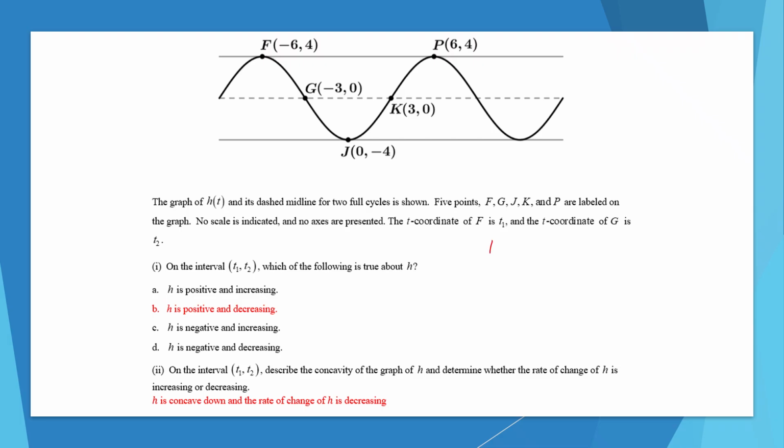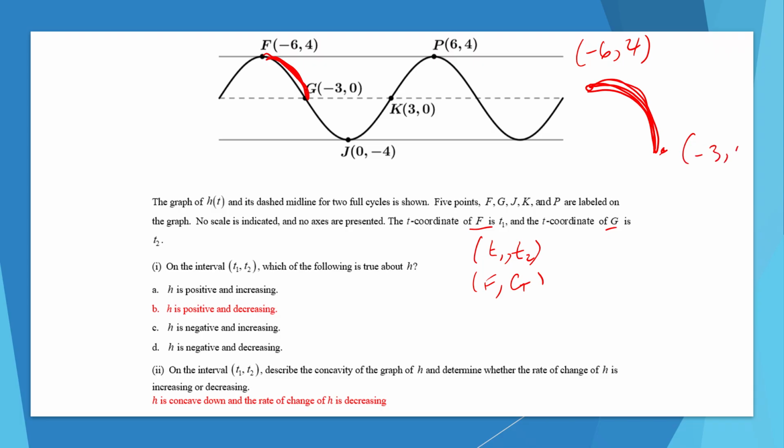Here we're looking at T1 to T2, this interval, which is F is T1, so we're looking from F, and G is T2. So we're really looking at this portion of the graph here. I'm going to almost extract this portion and draw it out a little bit bigger, where F is -6, 4, and G is -3, 0. On the interval from T1 to T2, so from F to G, which of the following is true? Is the graph positive or negative, and is it increasing or decreasing? Well, let's take a look.